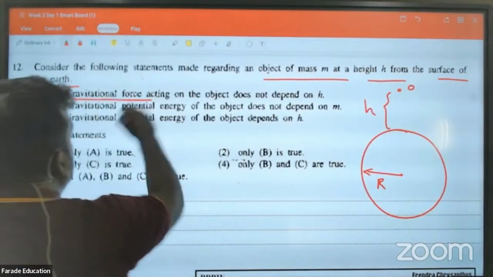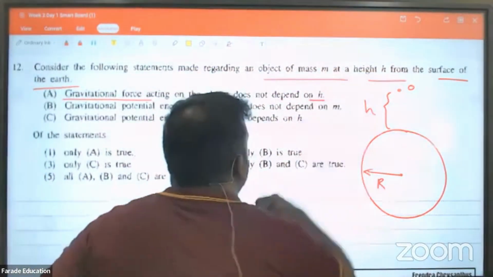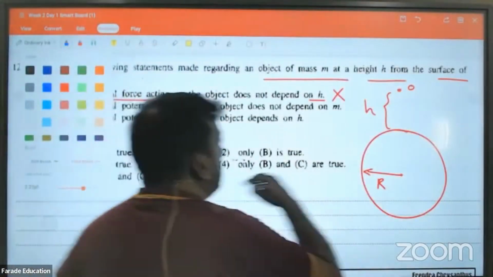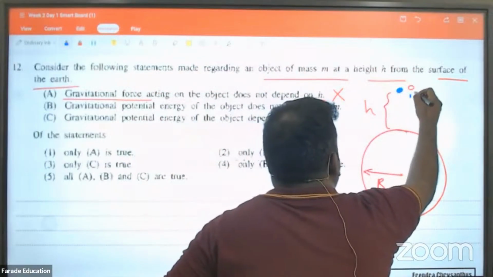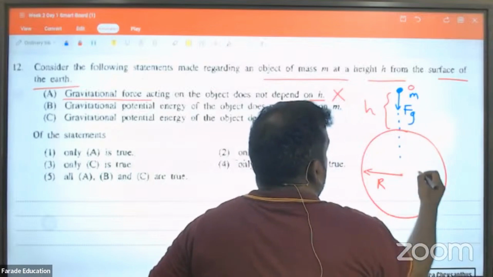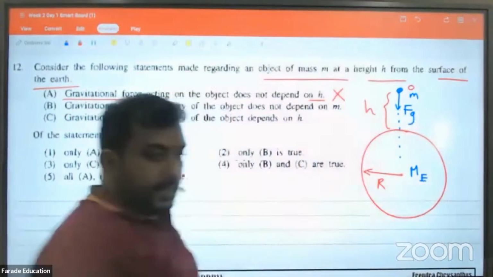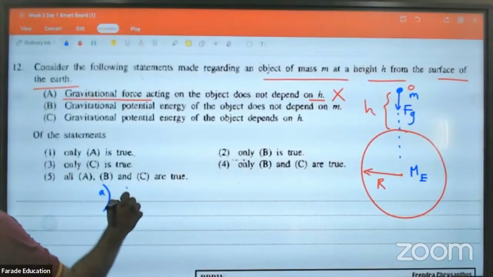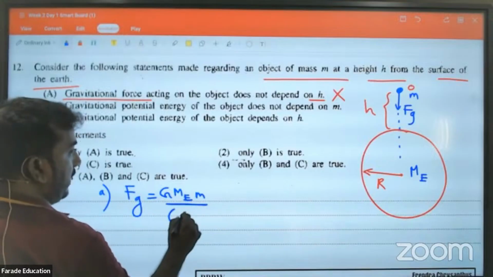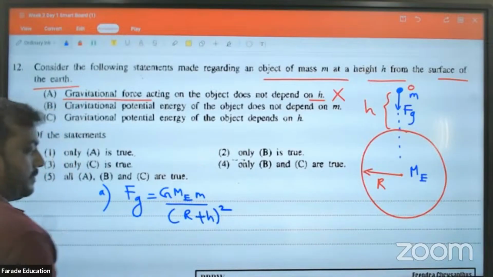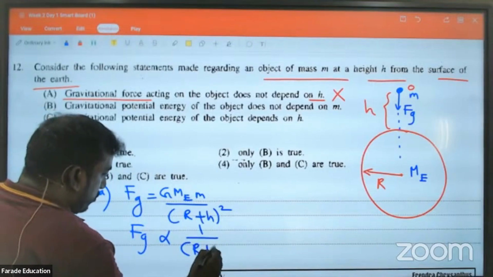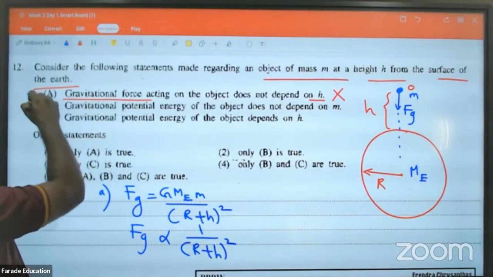Statement A: gravitational force does not depend on h. Wrong. If you mark this carefully, the gravitational force on this mass is Fg, equal to capital G, mass of Earth, mass of object, divided by R plus h squared. This gravitational force is inversely proportional to R plus h squared. Statement A is wrong.